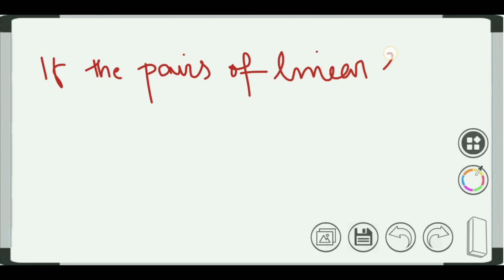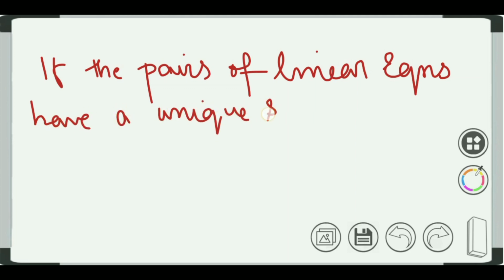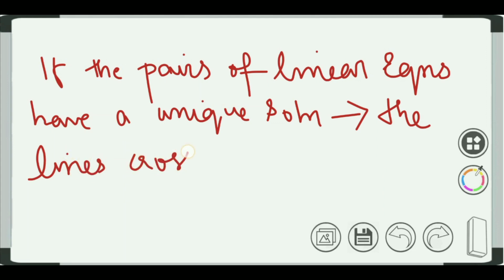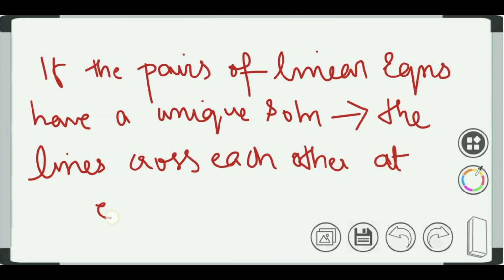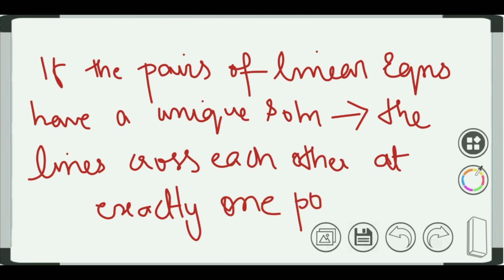If the pairs of linear equations have a unique solution, then the lines will cross each other at exactly one point. That's why it is having a unique solution, because it will cross at exactly one point. Okay, this is the conclusion.